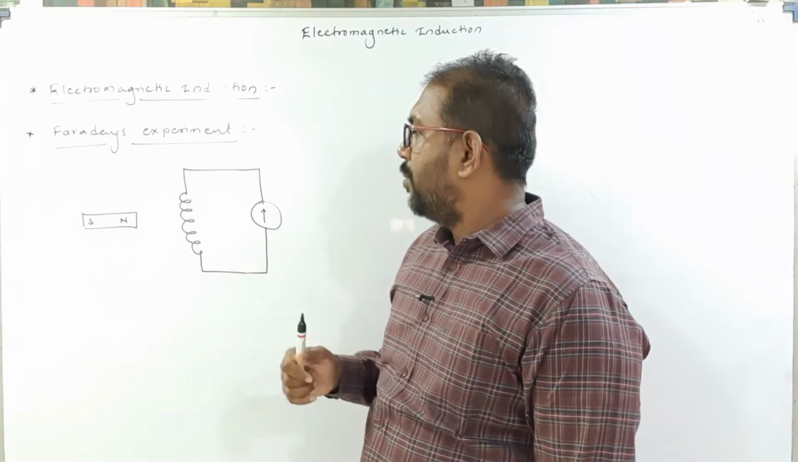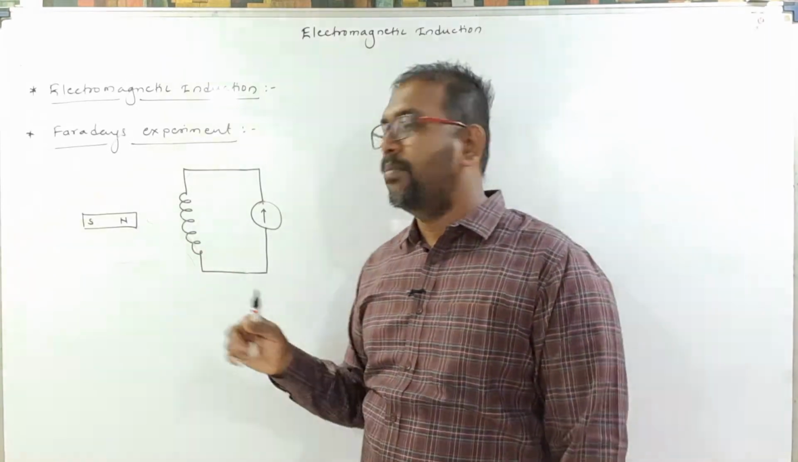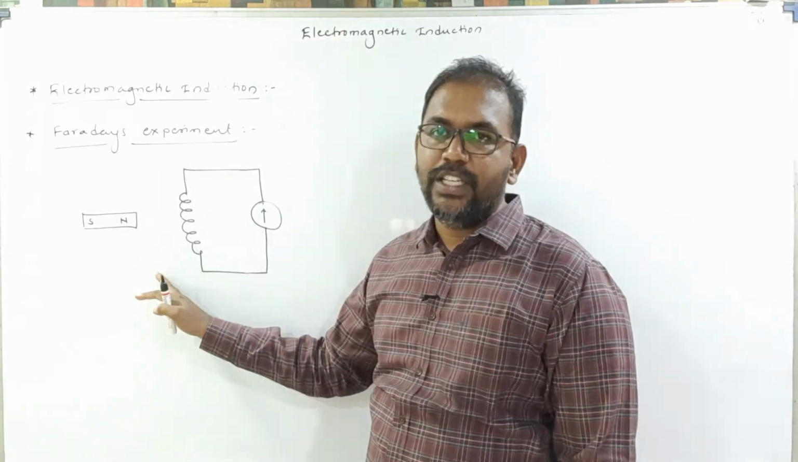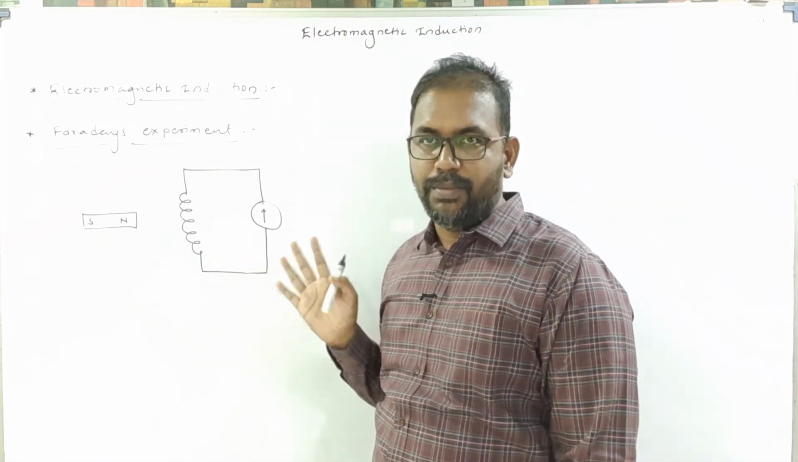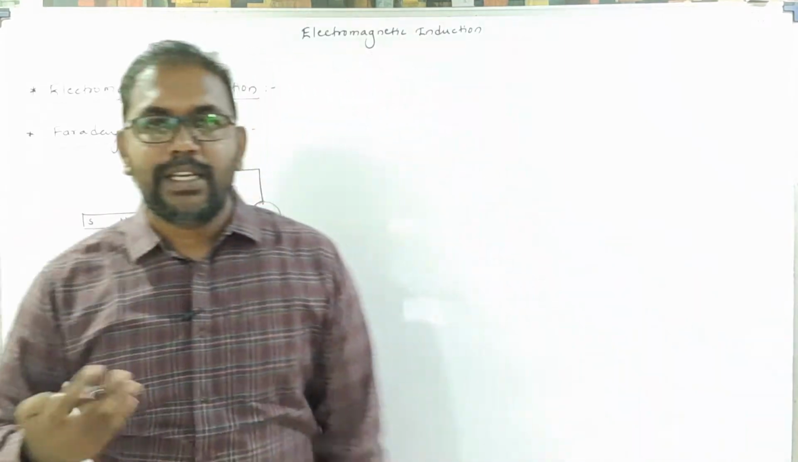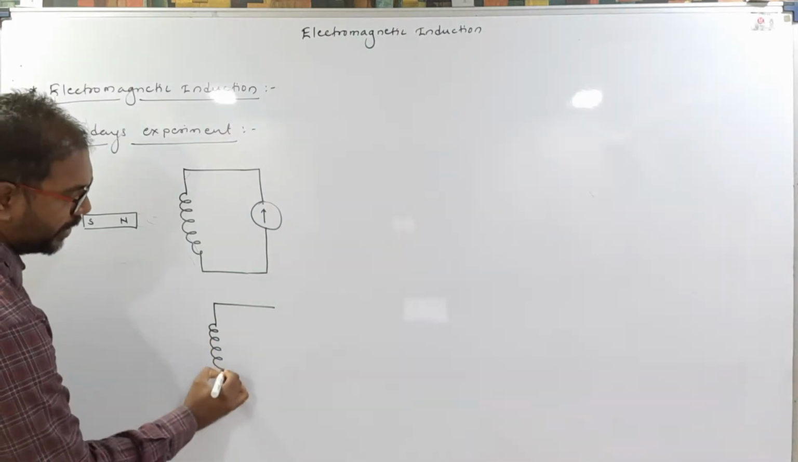It means we can write the conclusion here: EMF is induced only when magnetic flux changes. If the change in magnetic flux is 0, there is no current and no EMF in the galvanometer. I hope everyone understood this. A similar thing we can explain with the help of the coil-coil experiment also.